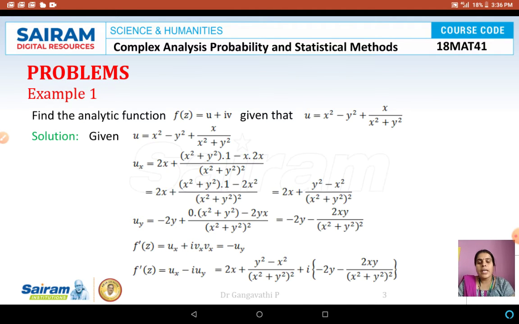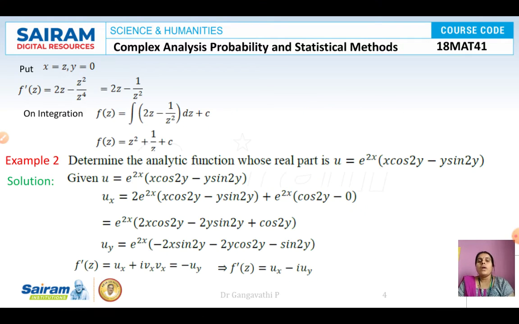So now we know the expansion for ux as well as uy, so we can substitute it. Ux is this from this expansion and uy is this. Now as the working rule says, put x equal to z and y equal to 0. Once we do so, we get f dash of z is equal to 2z minus z square by z to the power of 4. So 2z minus 1 by z square.